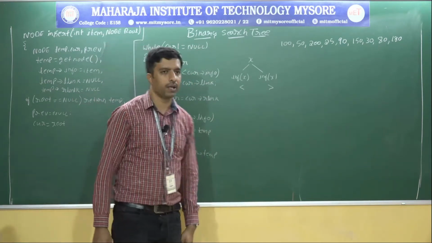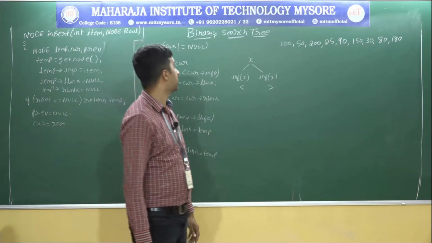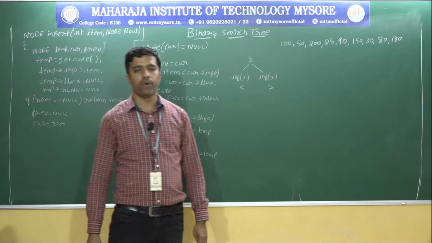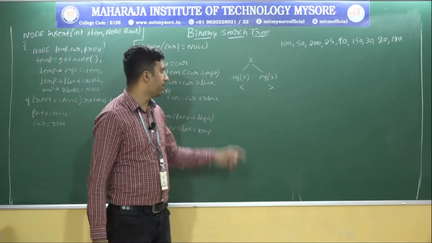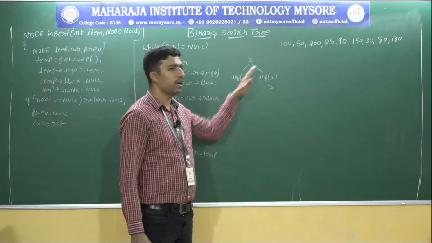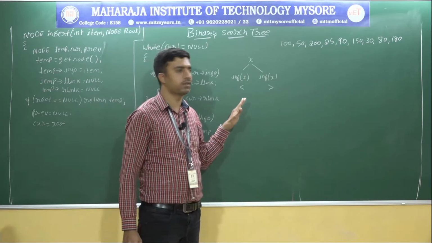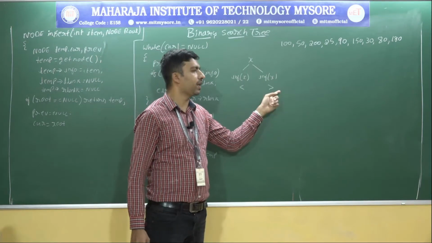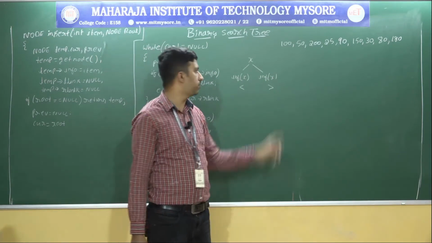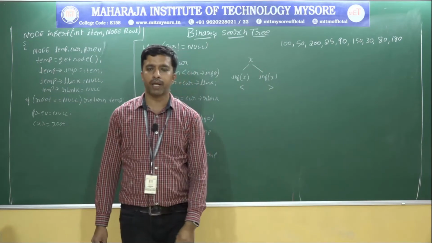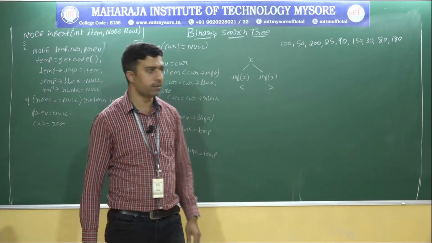I am going to continue the discussion regarding the binary search tree. Binary search trees are trees where, considering a node x, the subtrees on the left side have info less than the info of x, and the subtrees on the right side have info greater than the info of x. That is the binary search tree.